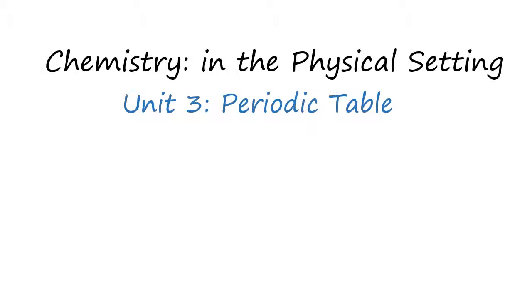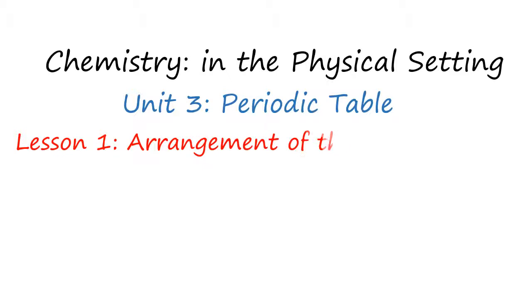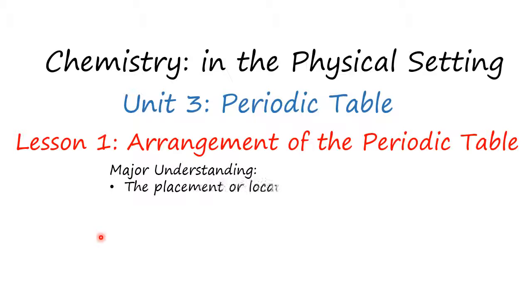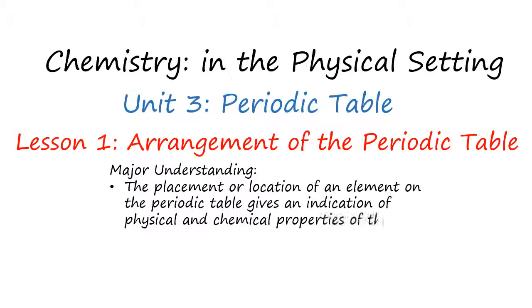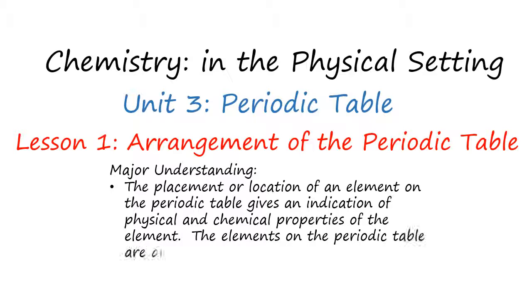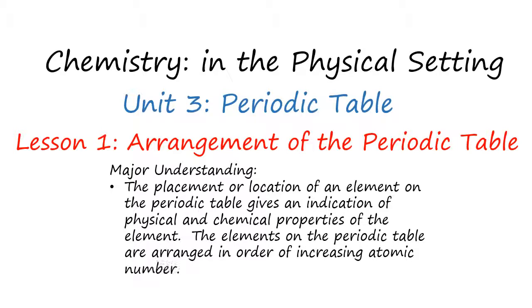This is Unit 3, Periodic Table, and this is Lesson 1, Arrangement of the Periodic Table. And so the major understanding for this lesson is that the placement or location of an element on the periodic table gives an indication of the physical and chemical properties of the element, and the elements on the periodic table are arranged in order of increasing atomic number.